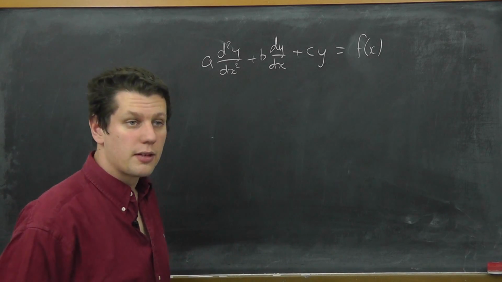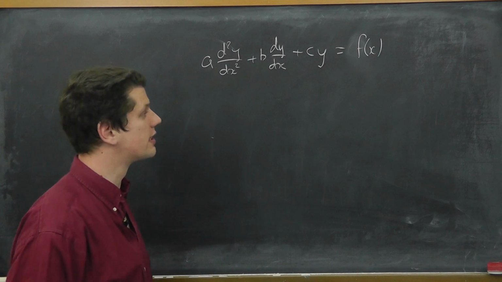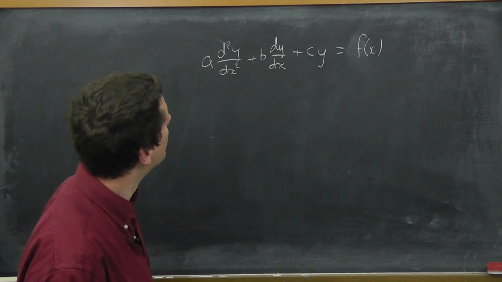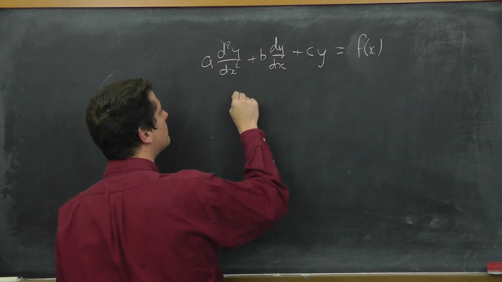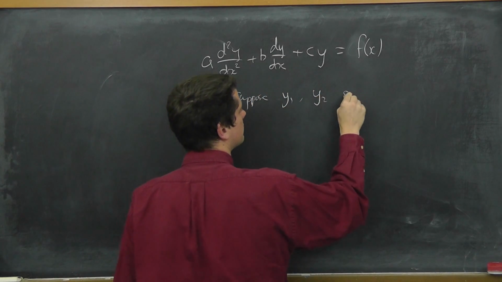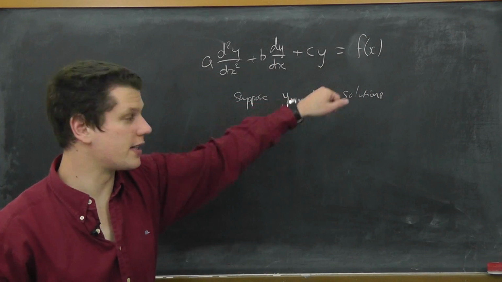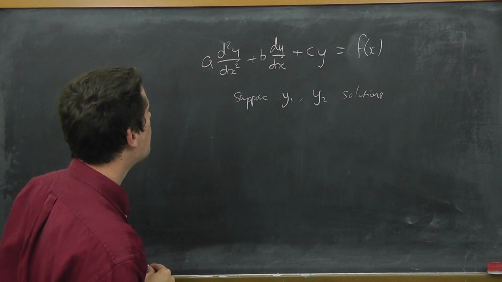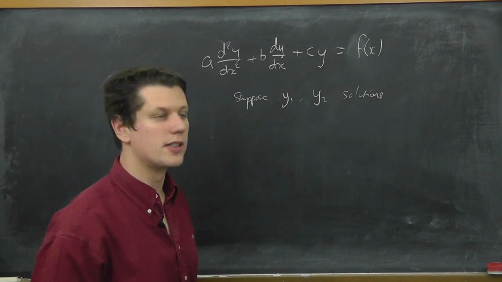Now, the main thing that makes this a bit harder is that we can no longer add and multiply solutions together to get other solutions. But we can do something of the sort. Let's see what happens if we have two solutions and we subtract them. So suppose we have two solutions, y1 and y2, to this differential equation. Now, consider what happens when we take y1 minus y2 and stick it into the left-hand side of this differential equation.